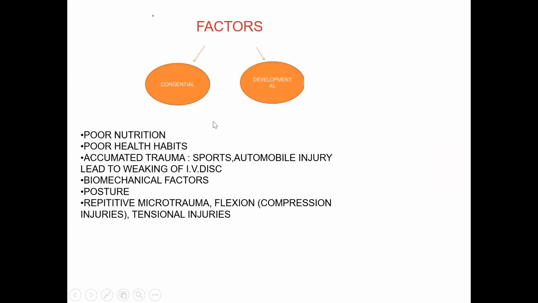The factors include poor nutrition, poor health habits, accumulated trauma, which can be caused due to sports or automobile injury, leading to weakening of the IV disc. Biomechanical factors: posture, repetitive microtrauma, flexion, compression injury, and tensional injuries. Moving on forward to the next slide.